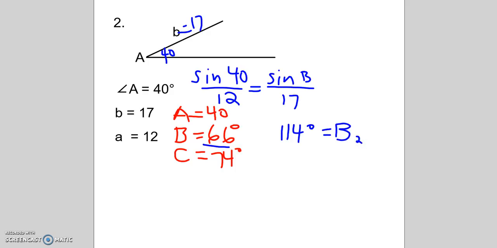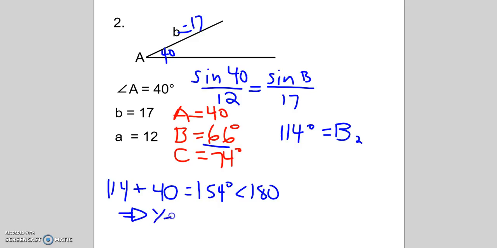And then if we take 114 plus our given angle, because we know angle A has to be 40, we know that will equal 154 degrees, which is less than 180. Okay, so that means that we could have another triangle, because we know that the angles in a triangle sum to 180 degrees. So because of that, we can say yes, there are two triangles.